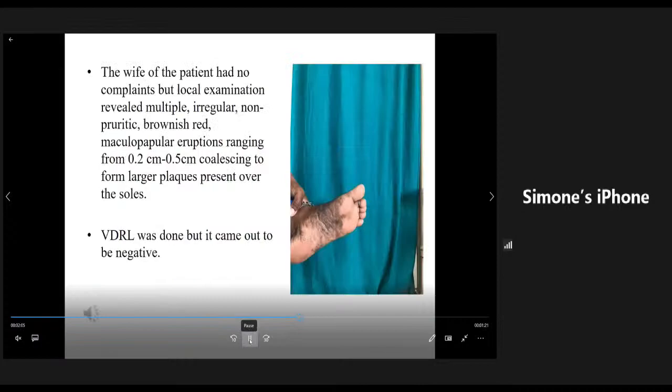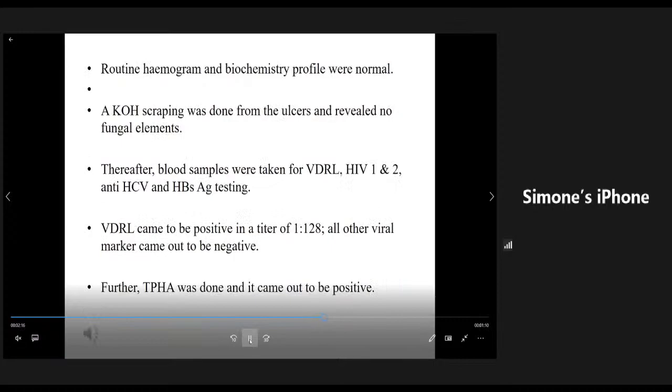The wife of the patient had no complaints, but local examination revealed multiple irregular non-pruritic brownish red maculopapular eruptions on the soles. VDRL of the wife was negative. Routine hemogram and biochemistry profile of the patient were normal. A KOH screening was negative. Samples were taken for VDRL, HIV-1, HCV, and HBsAg testing. VDRL was positive in the titer of 1:128, and TPHA was further done, which came out to be positive.